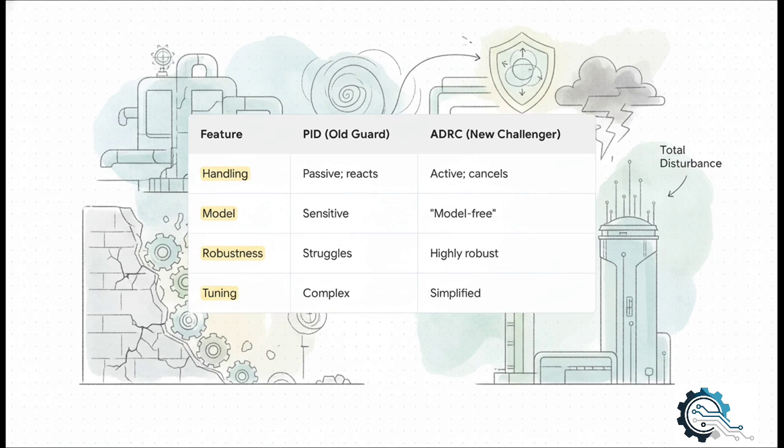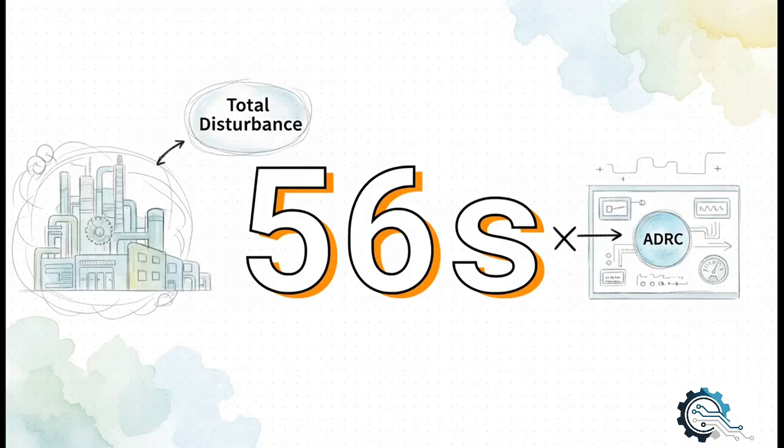PID gets really fussy if your model of the system isn't perfect. ADRC is basically model-free because it just lumps all those errors into the disturbance it's already designed to cancel. This makes it unbelievably robust to the very things that make PID stumble, like changing conditions and weird dynamics. And hey, as a bonus, it's often way easier to tune. Let's make this super real for a second.